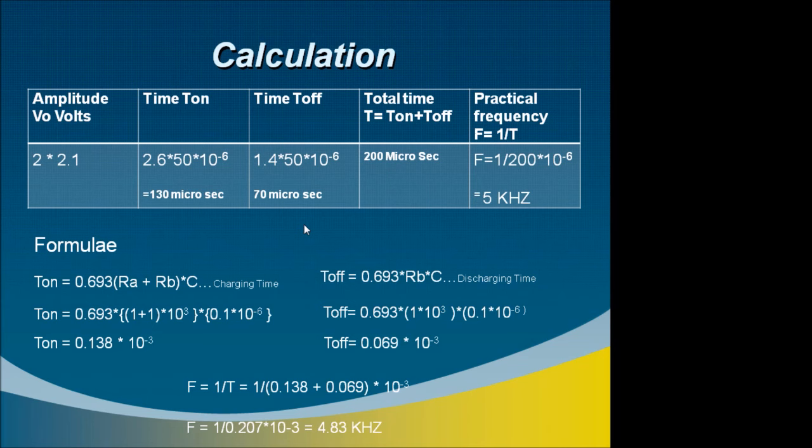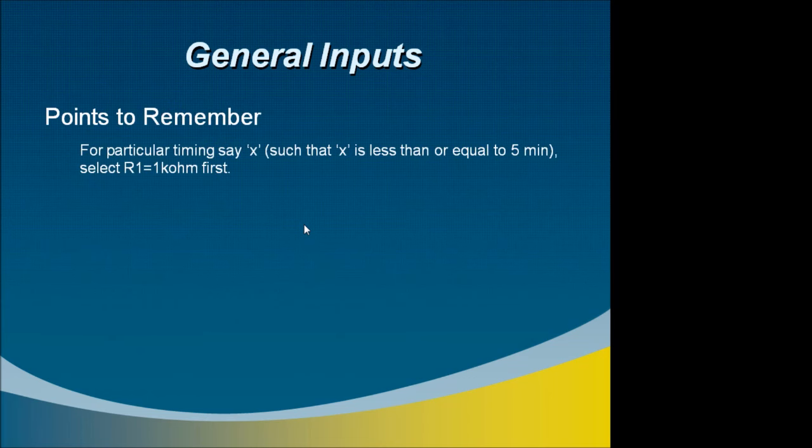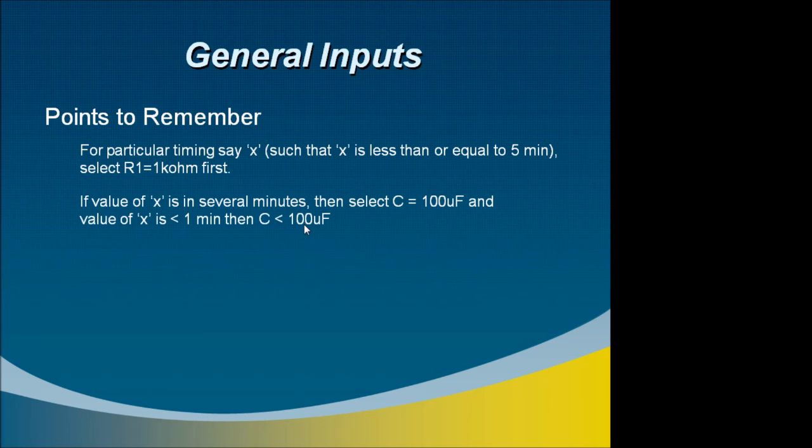Next, general inputs. Points to remember. For a particular timing, say x, such that x is less than or equal to 5 minutes, select R1 equal to 1 kilo ohm first. If the value is in several minutes, then select C equal to 100 microfarad. And if the value of x is less than 1 minute, then C is less than 100 microfarad. Selecting the value of C greater than 220 microfarad produces leakage in the capacitor.